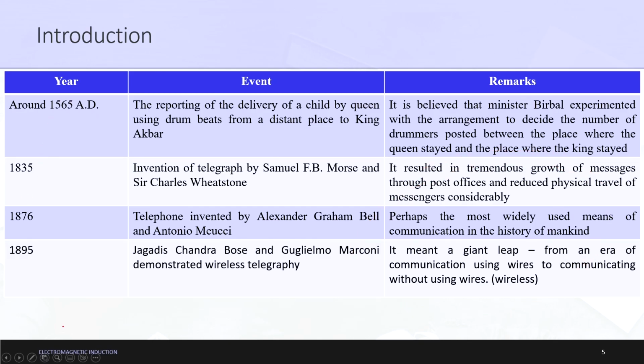Next, in 1895, Jagdish Chandra Bose and Guglielmo Marconi demonstrated wireless telegraphy. So, everything was first wired, and now communication was being done using wireless equipment. It meant a giant leap, a huge evolution and upgradation, from an era of communication using wires. Before 1895 wires were being used, and now communication happened without wires. So, everything was now wireless.